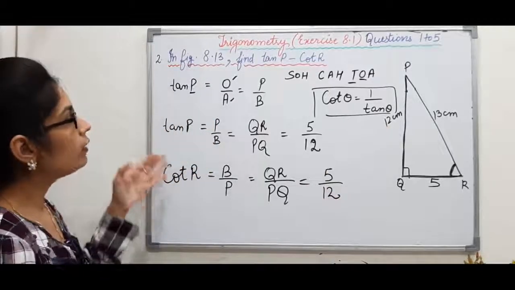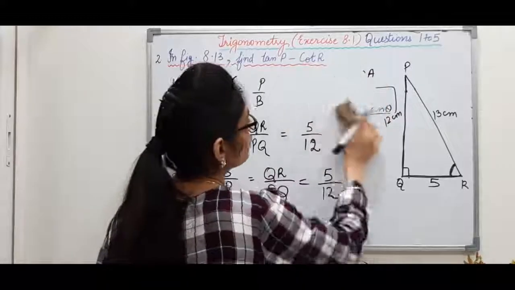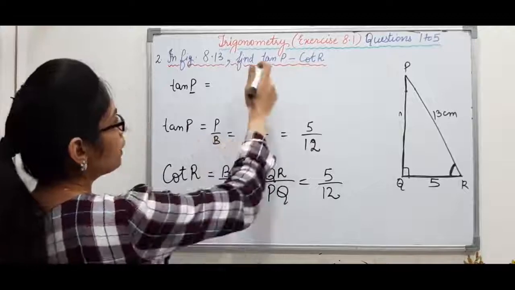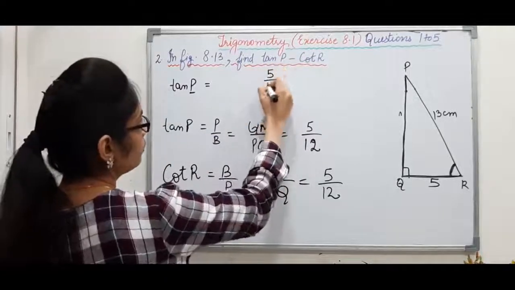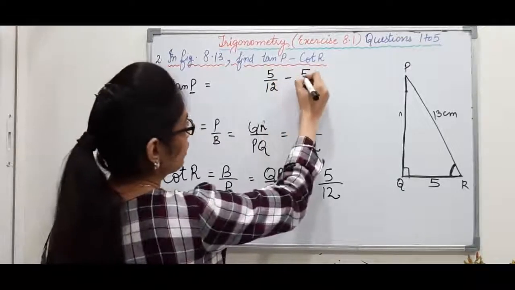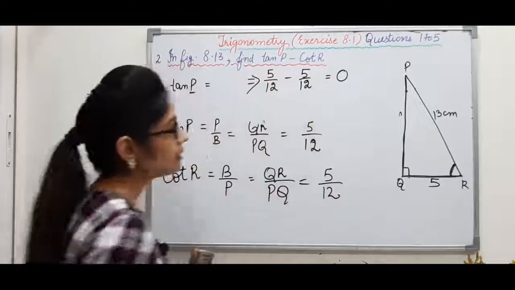Now we have got the values of tan P and cot R. So here directly we can put the values. Tan P is equal to 5 by 12 minus cot R, which is also equal to 5 by 12. So this value is equal to 0.